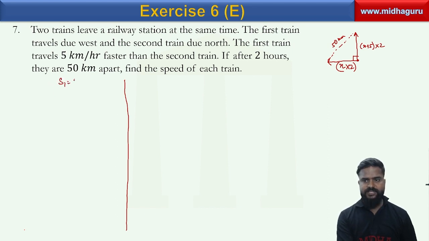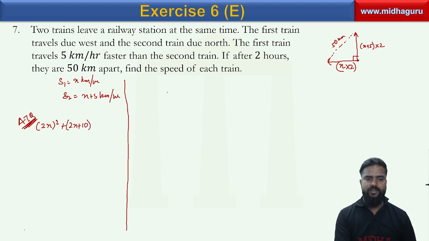So the speed of the first train is x kilometers per hour, and the speed of the second train is x plus 5 kilometers per hour. Now according to the question, (x)² plus (x plus 5)², that is, x squared plus x plus 5 whole squared, is equal to 50 squared. That is what the Pythagoras theorem says.